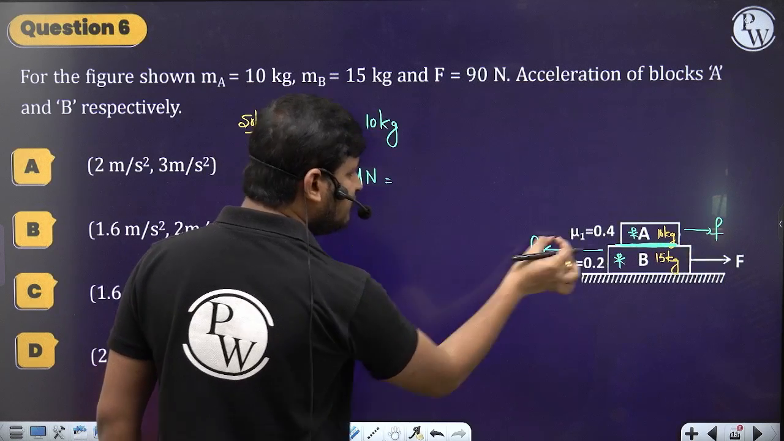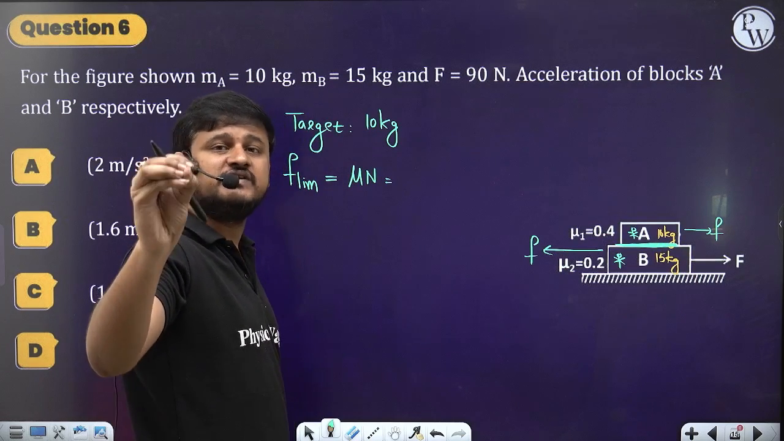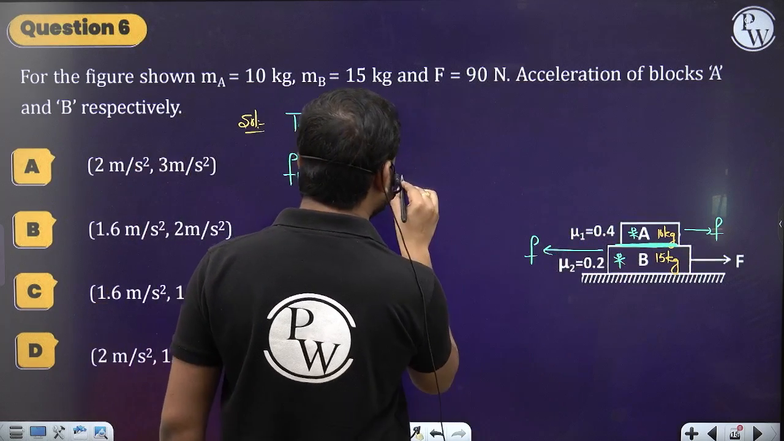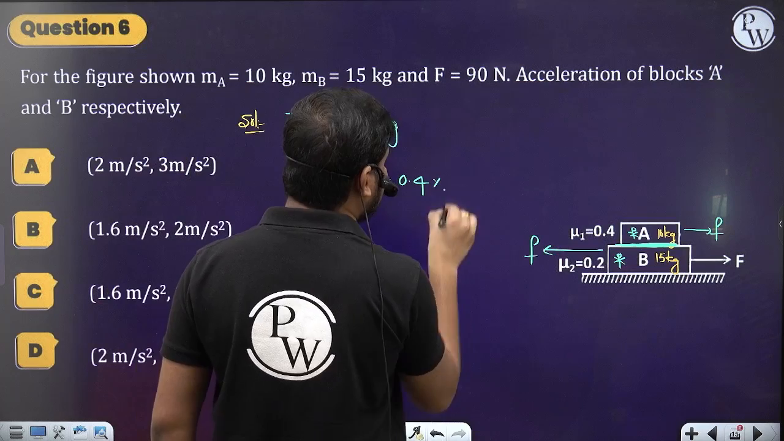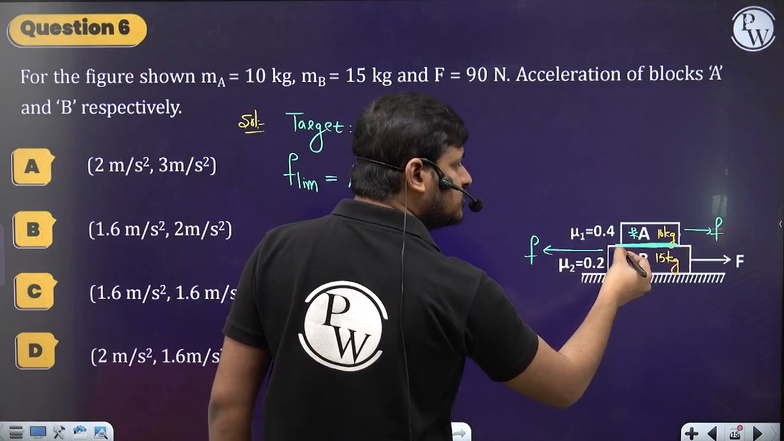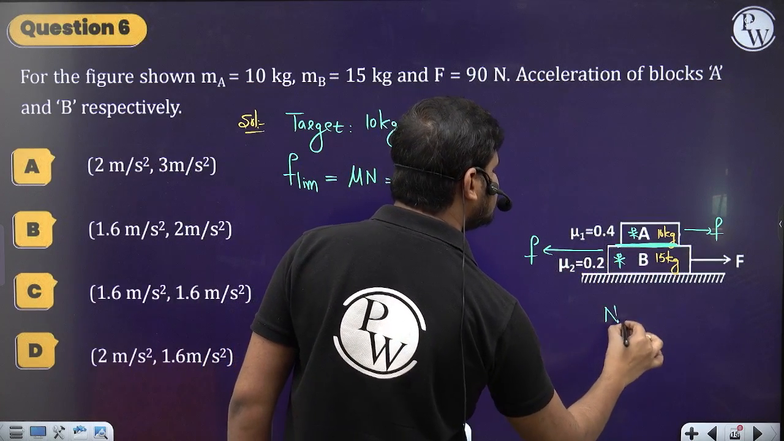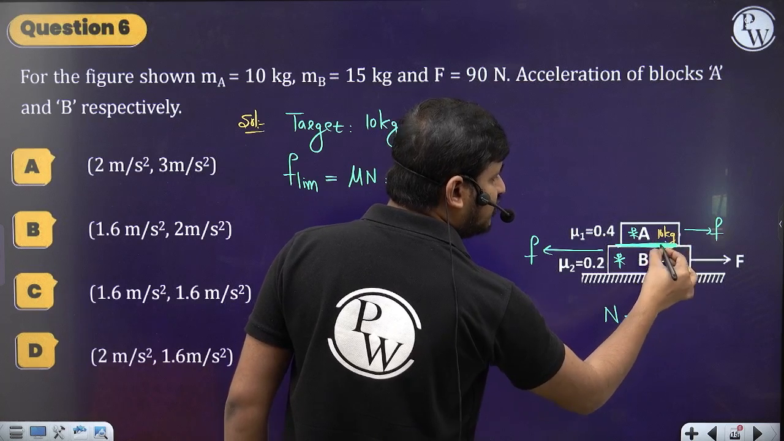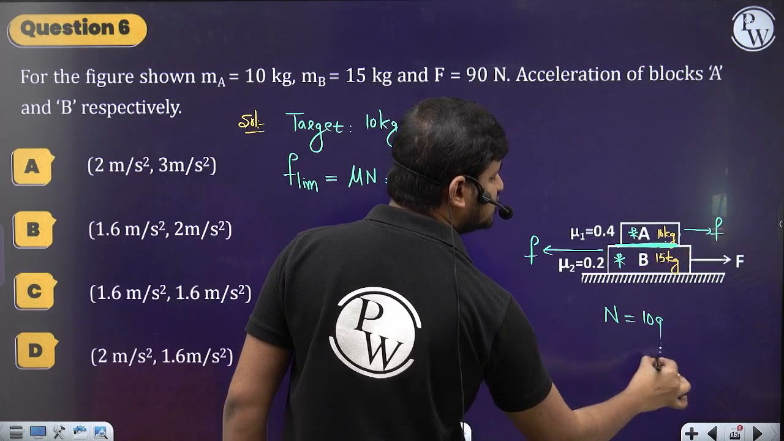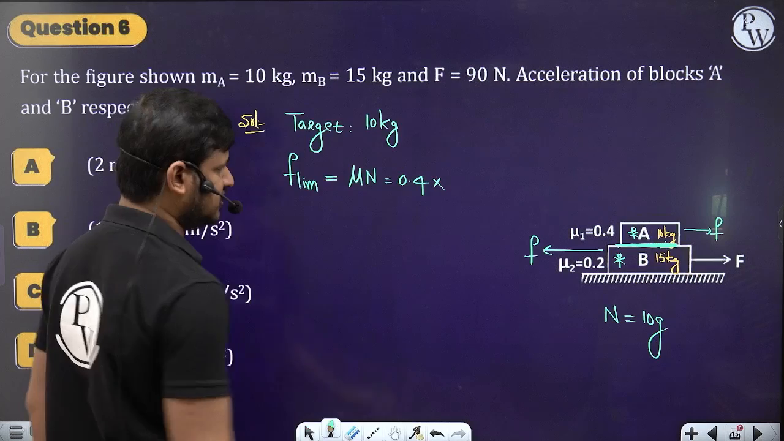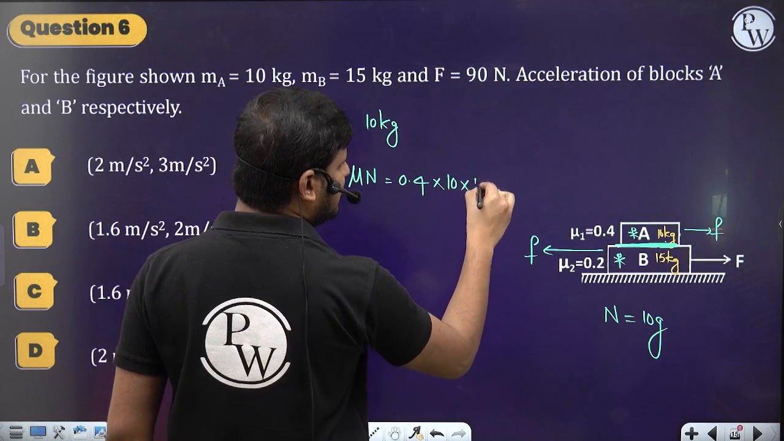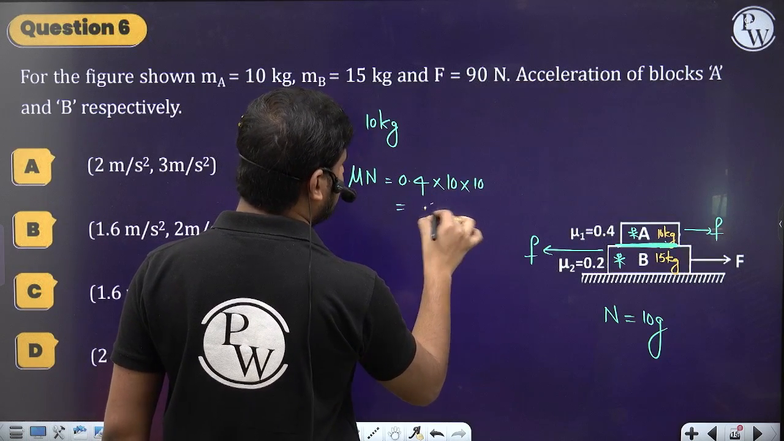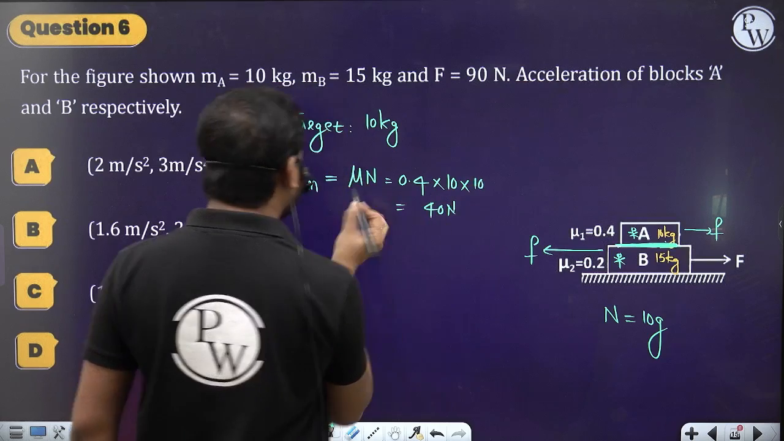Sir, which mu should we consider now? The one between the two blocks. What is that? 0.4, you should consider. And normal, which one, sir? Again between those two blocks. Upon this point of contact we have only the 10 kg mass, so 10g is the normal reaction. Here 10 into g is going to be 100, so 4 into 10, 40 newtons is the F limiting.